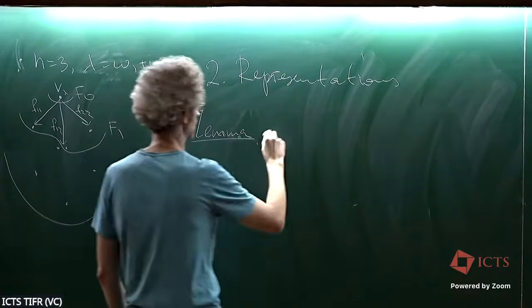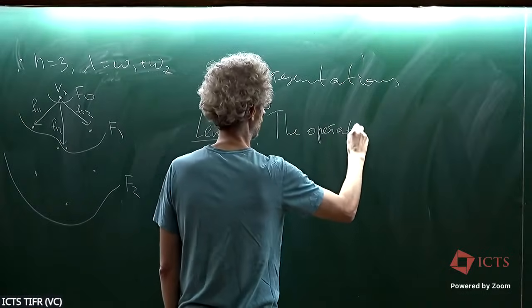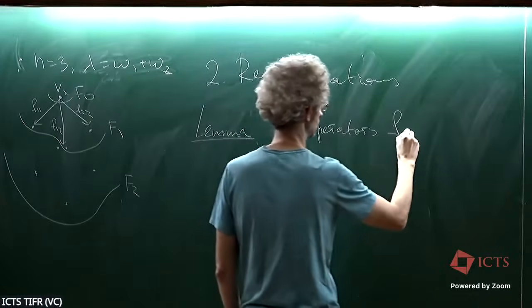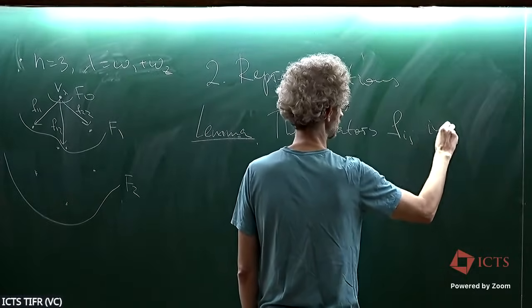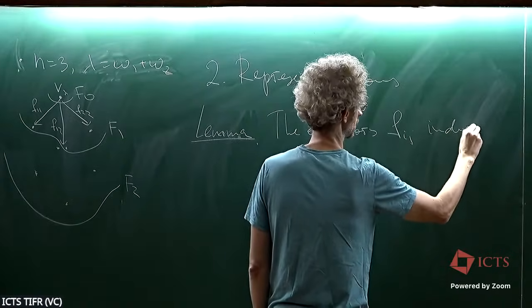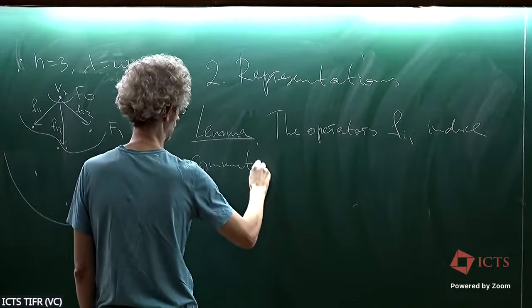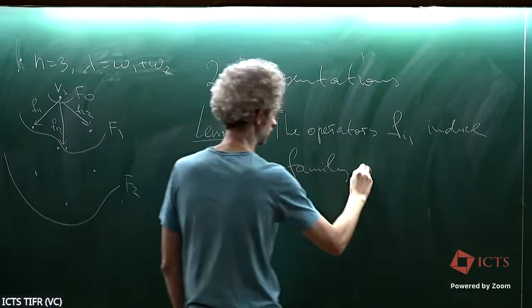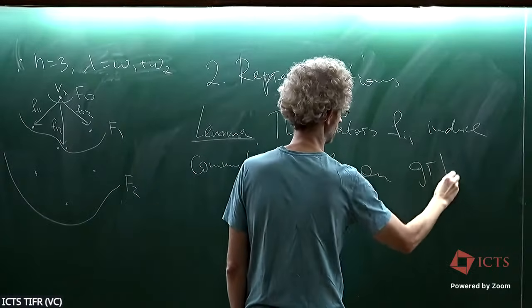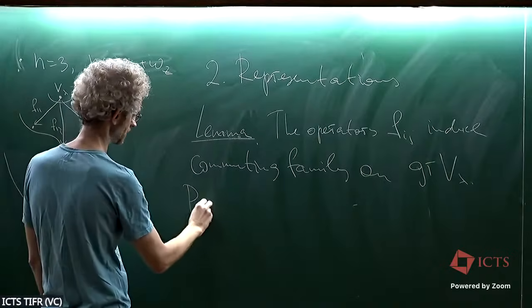Saying that the operators Fij induce a commuting family on the associated graded space. Okay, so the claim is actually very simple, but kind of crucial.